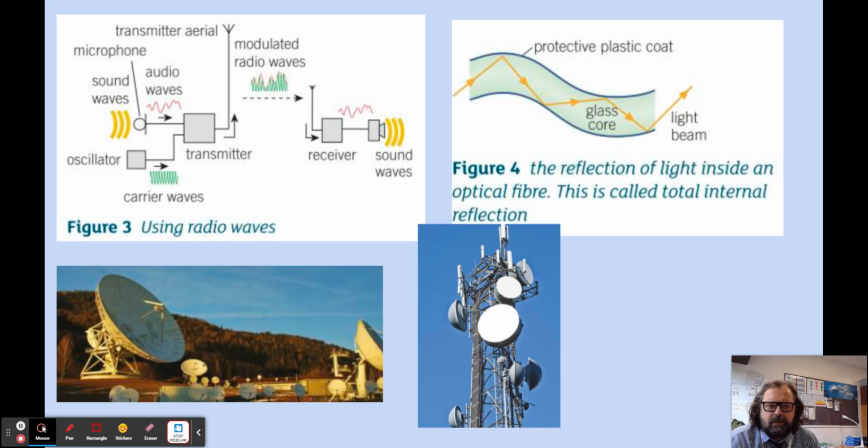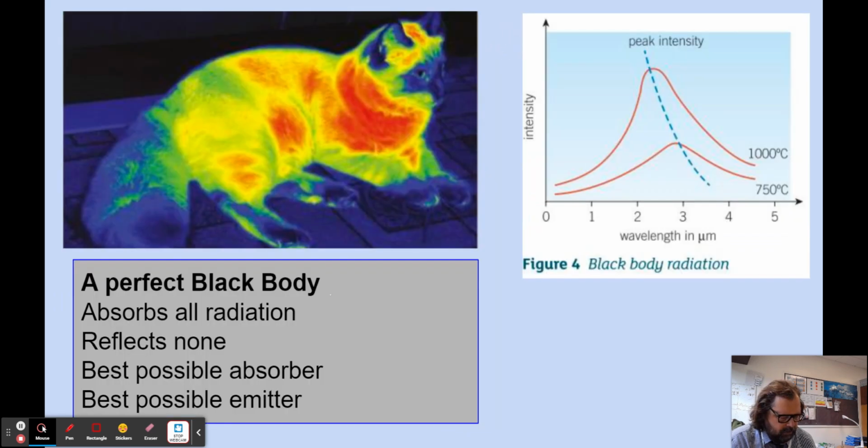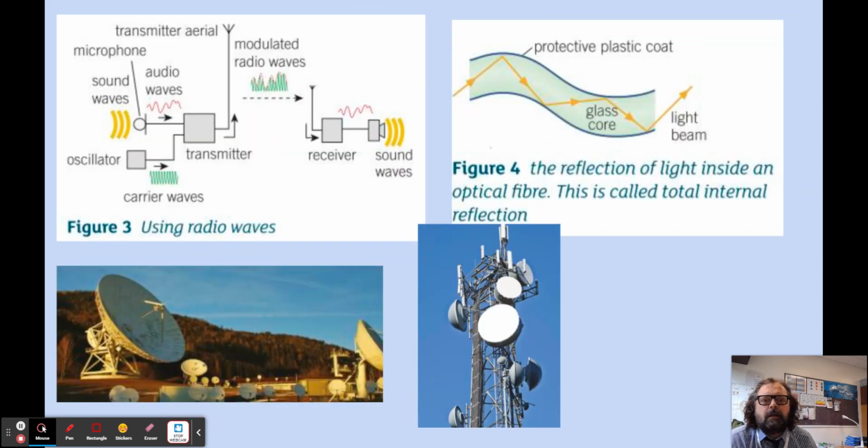Waves can be sent along cables by a process called total internal reflection, which you can see on this diagram here. And the light is entering at such an angle so that it bounces around inside. So this is how broadband internet and cable TV signals are sent, piggybacking on visible light, for example.